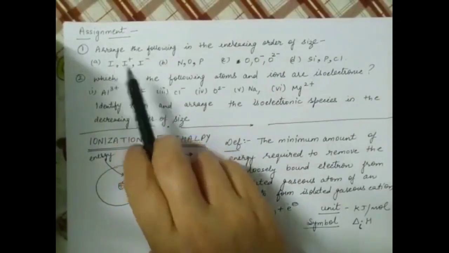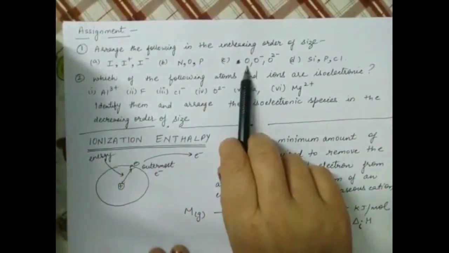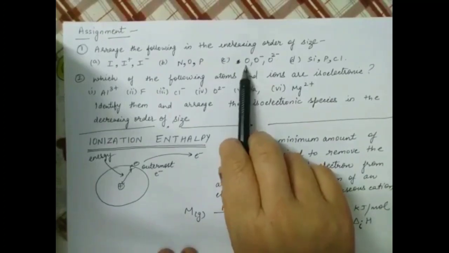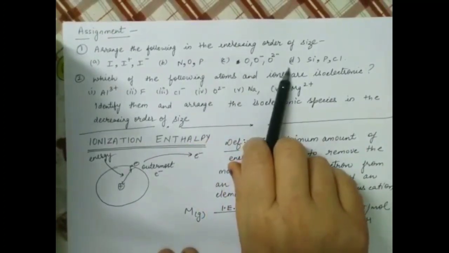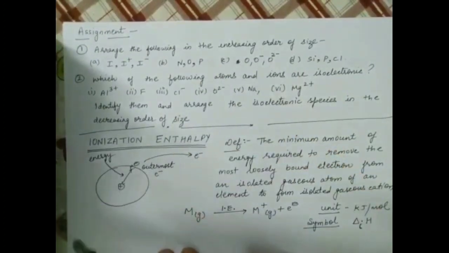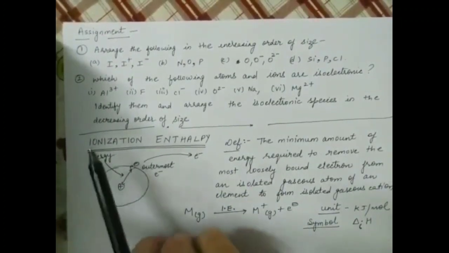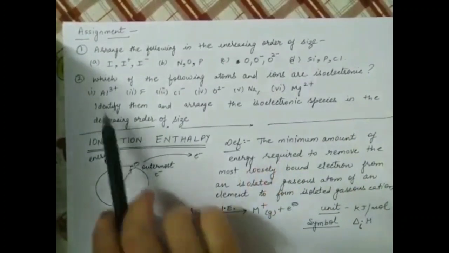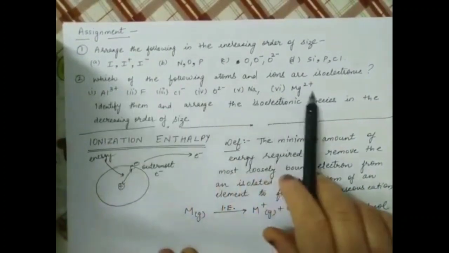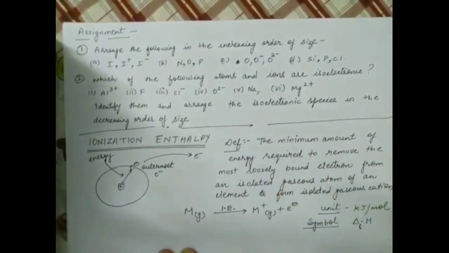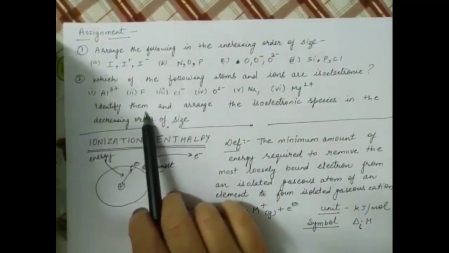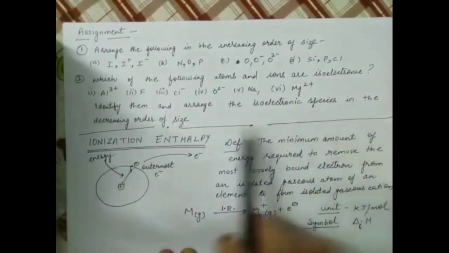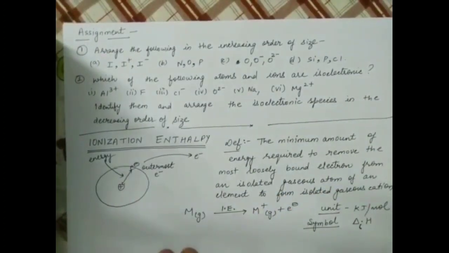So the first question and the third question you have to solve by using the radius of cation and radius of anion concept. Second and fourth question, how will you solve them? You will arrange these elements according to their position in the periodic table, and then you will see how the atomic size increases or decreases. Just now we have solved one question. Now the second assignment question is, which of the following atoms and ions are isoelectronic? Now these are a few atoms and ions, and you have to select isoelectronic species out of these. So you will identify which are isoelectronic, and then you will arrange the isoelectronic species in the decreasing order of size. So solve both the questions.